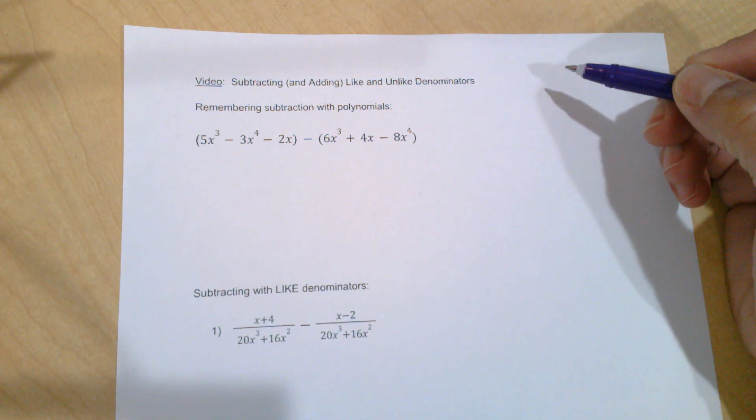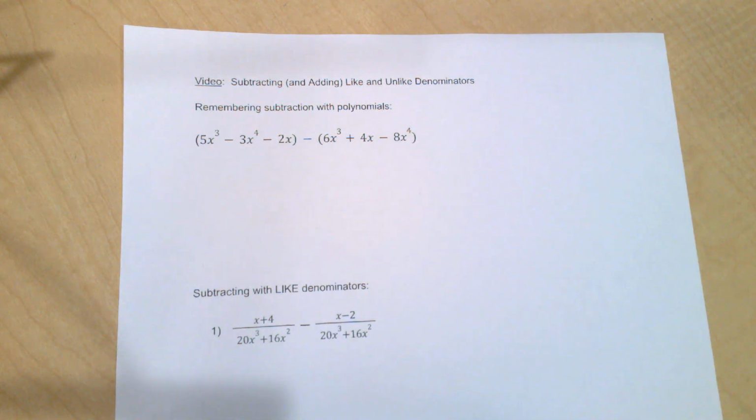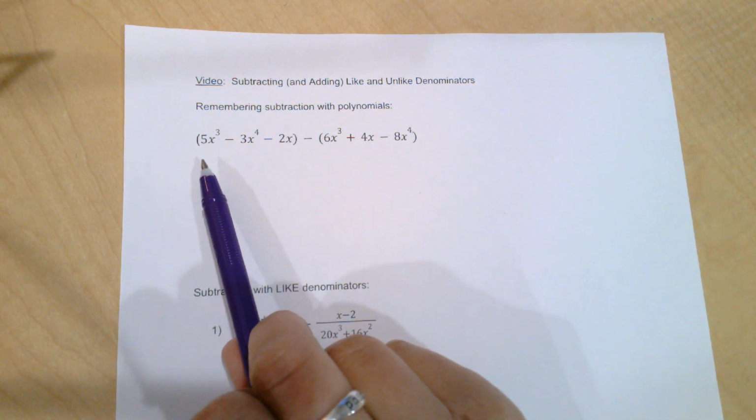Hello, this is Dr. Mears, and today we are going to be subtracting and adding like and unlike denominators. First, we have to remember subtraction with polynomials, and I'm pointing this out because when we are subtracting, we are going to have to distribute that -1. What do I mean by that? Okay, let's do this example together.